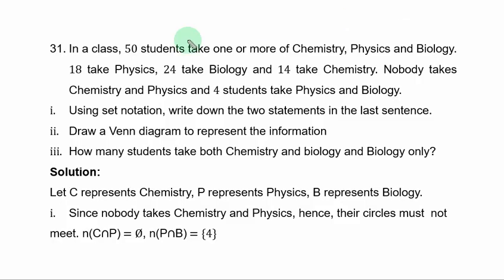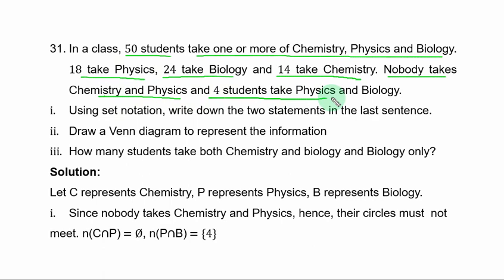Example 31. In a class, 50 students take 1 or more of chemistry, physics, and biology. 18 take physics, 24 take biology, and 14 take chemistry. Nobody takes chemistry and physics, and 4 students take physics and biology.